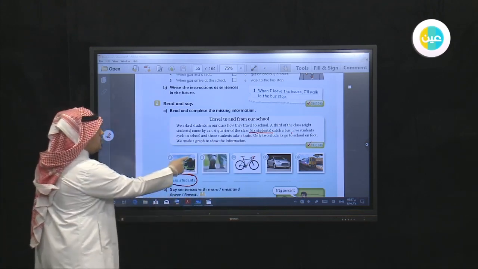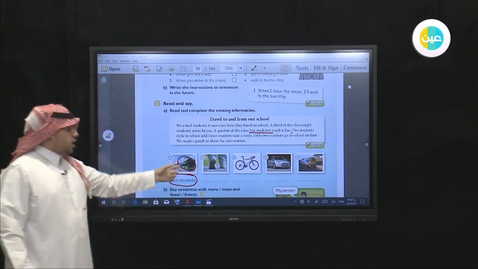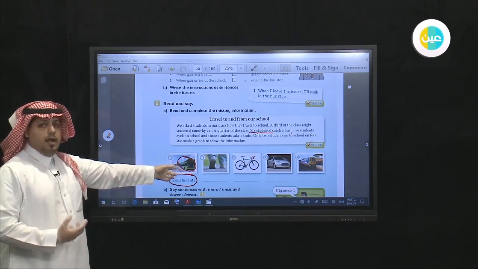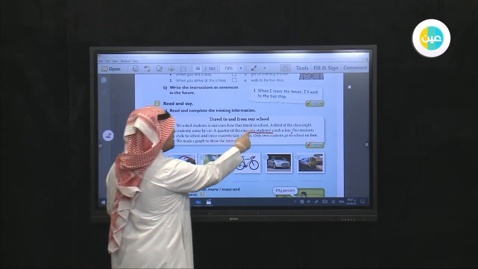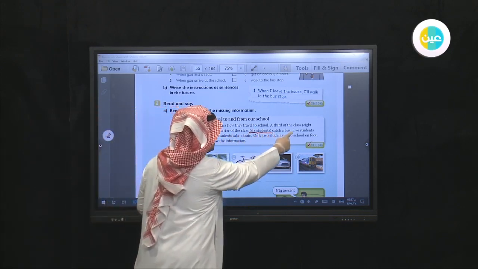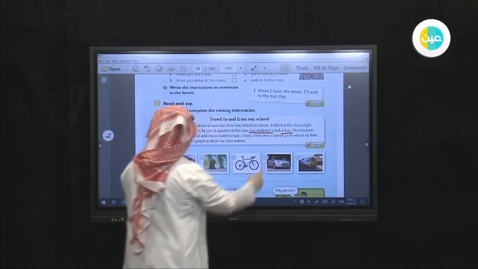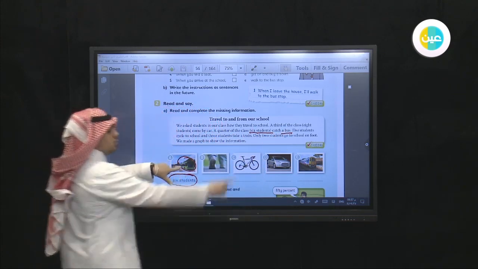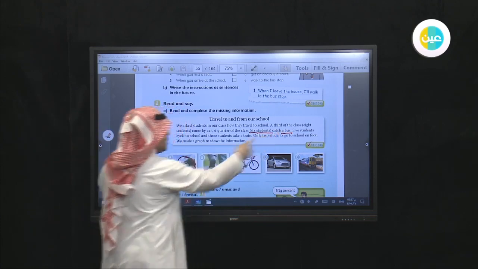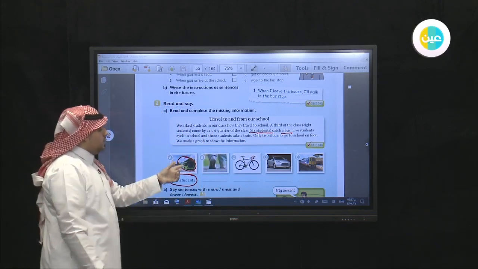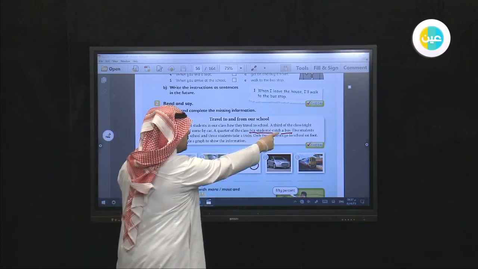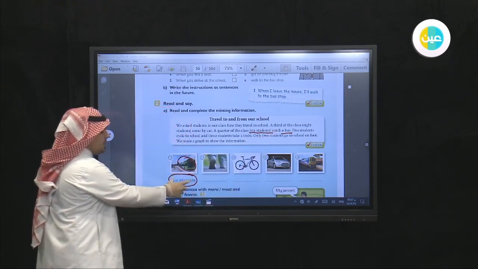What is happening here? We have here a bus. Here we have a bus. Okay. So what's happening? A quarter of the class, 6 students catch a bus. Okay, this is the picture of the bus. And this is the bus. Okay, what's the connection between them? I have the picture of a bus here, the word bus, and here the words 6 students.